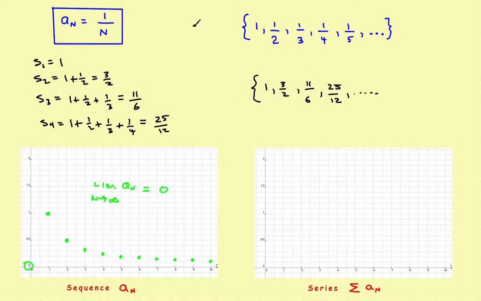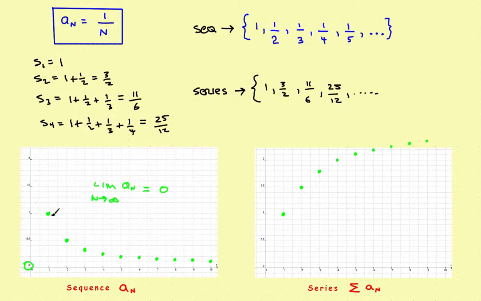Now again, this one was the sequence. The first one was the sequence. So here are the terms of the sequence, and here are the terms of the resulting series. So if you were to plot these, and we'll just go ahead and do it real quickly, they would turn out to be these green dots right here.